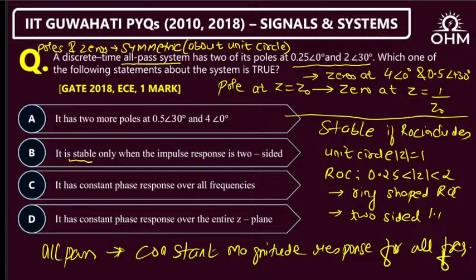So it will have a two-sided impulse response. Option number B, this is the correct answer. Option number B is the final correct answer.